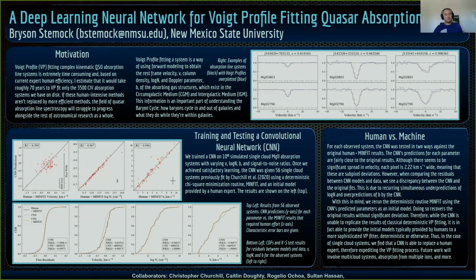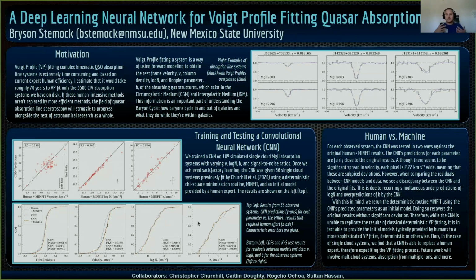So what we did is we then provided the CNN's guess as an initial model to the deterministic fitter. Essentially, instead of having a human generate the initial model, we're now having the CNN generate the initial model, and we're replacing that human element there. When we do that, the deterministic fitter snaps right back to the models that it produced when a human was providing those initial models.